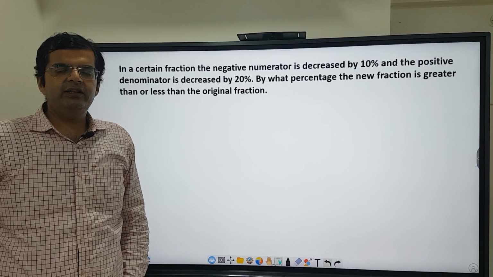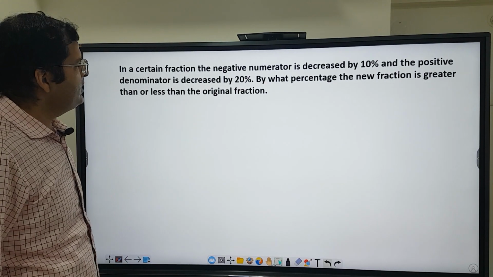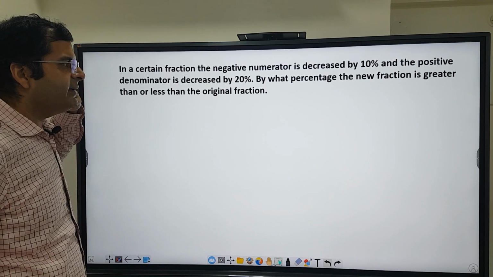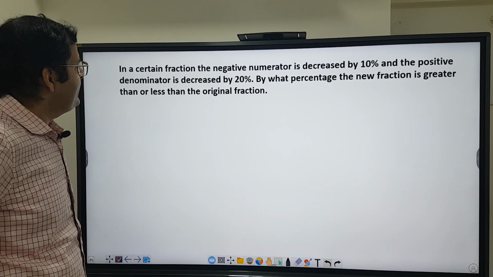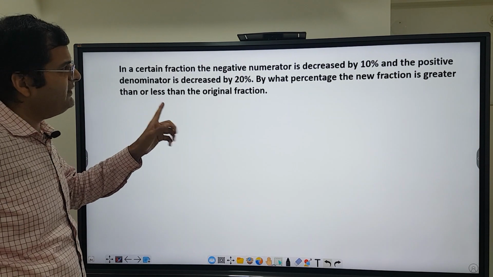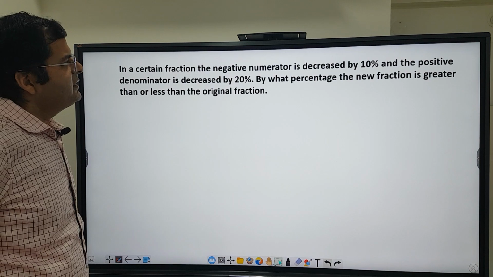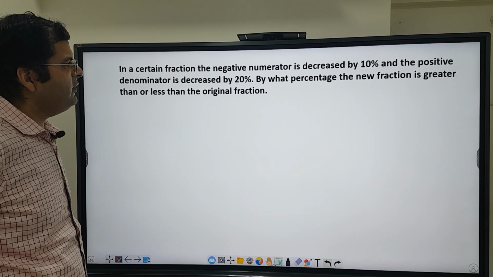So this is the 39th question of the ratio and percentage chapter. The question says, in a certain fraction, the negative numerator is decreased by 10% and the positive denominator is decreased by 20%. So the numerator is negative and the denominator is positive. Now the question says, by what percentage is the new fraction greater than or less than the original fraction?